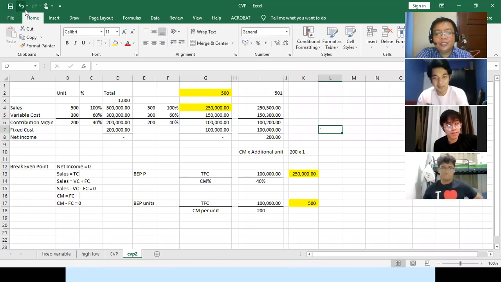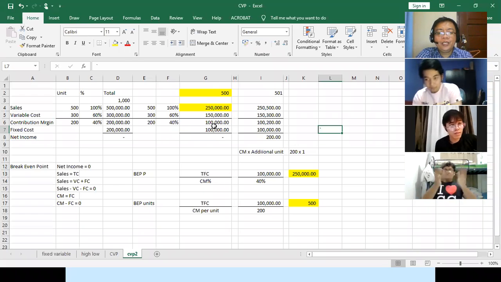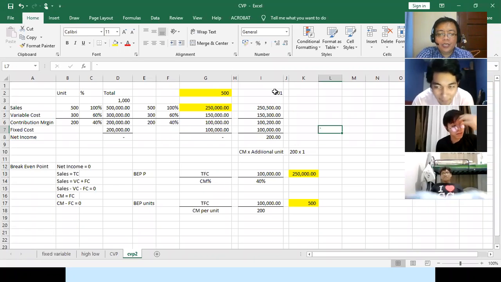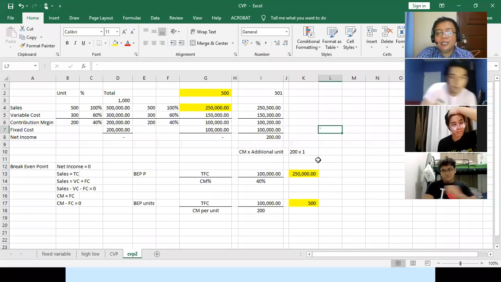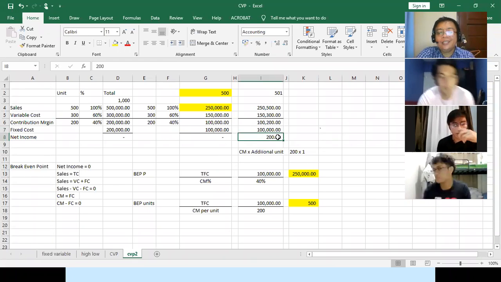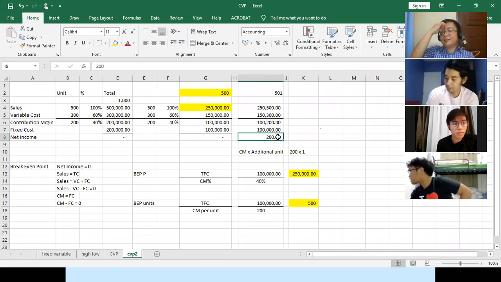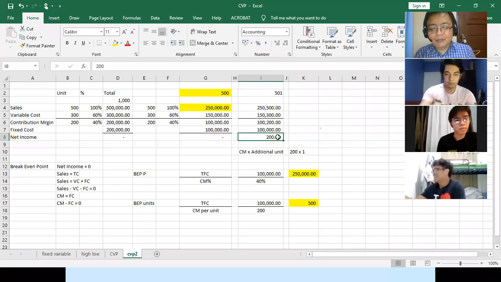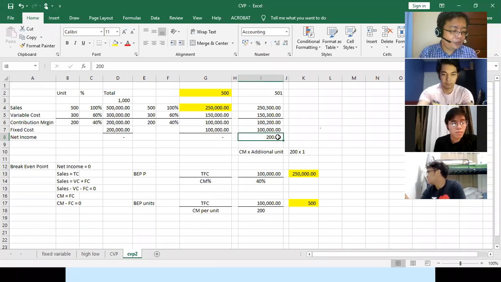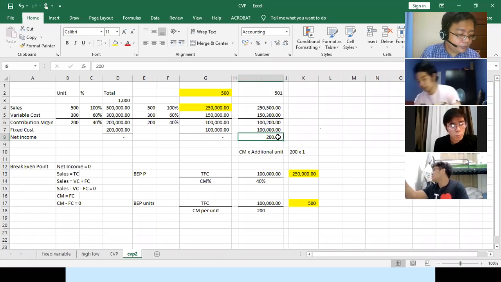Yes. So in your board exam, kung alam mo na ang break-even point, alam mo na may additional, just compute for the CM and you multiply it by the additional, that's your net income. So far, naintindihan ba? Yes po. Yes, sir.